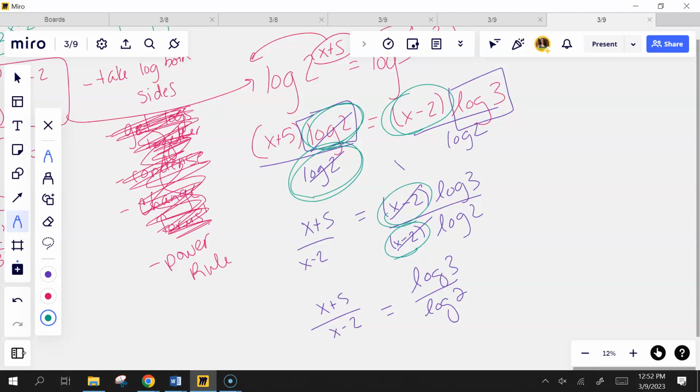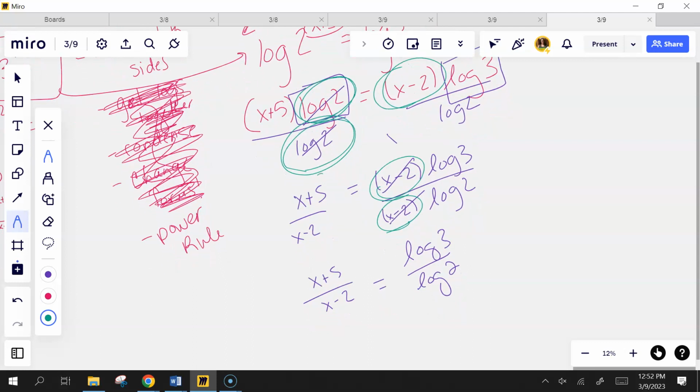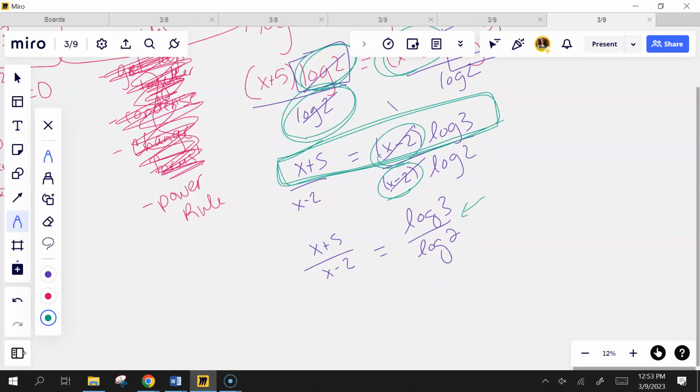Okay, you understand the log 2 division. And that brought us to this point. All right, so first let's get a decimal for this, so we don't have to keep worrying about this. 1.58. Now I got this rational function I got to solve. Gross.